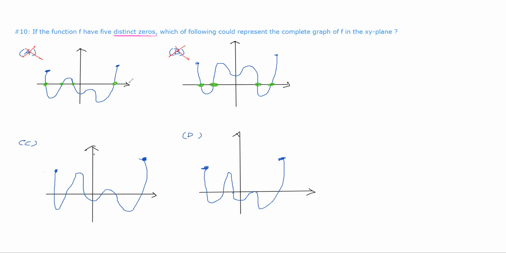All right. So now let's take a look at the third one, C here. So this is 1 root, 2, 3, 4, 5, 6. Oh, I have 6 distinct roots. No, I cannot, because the problem does tell me I have to have 5 distinct roots. So this cannot be here. So this is not the answer.